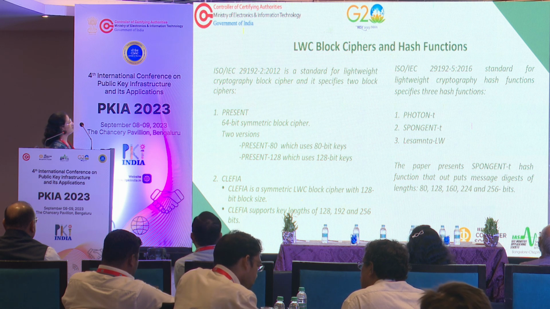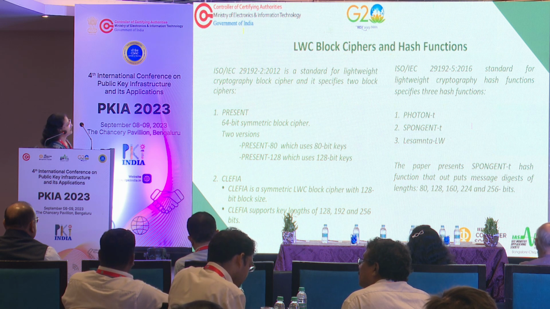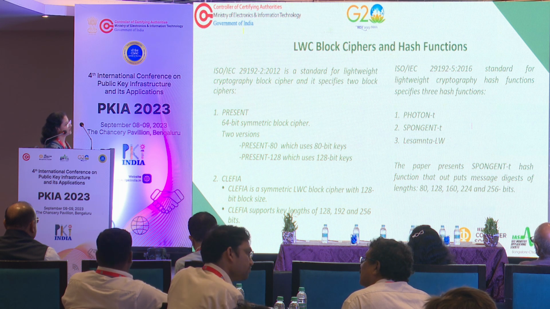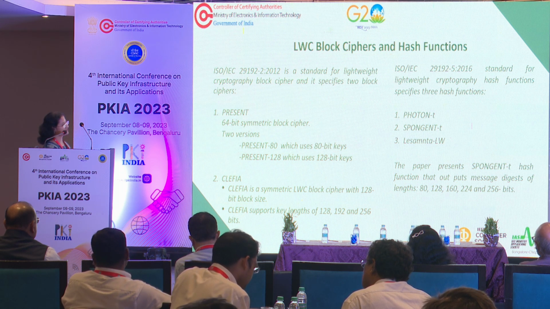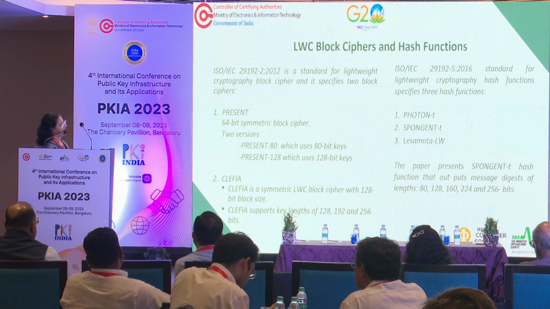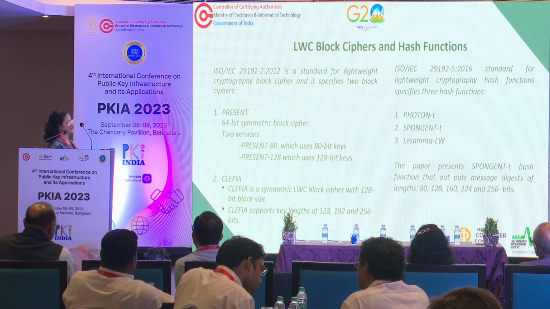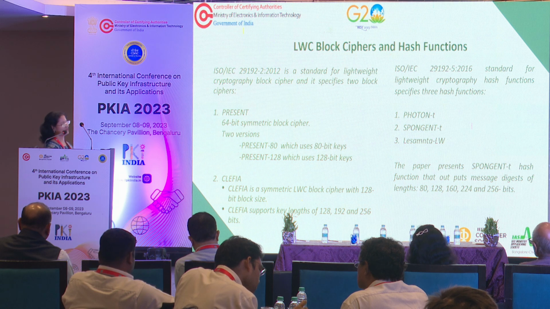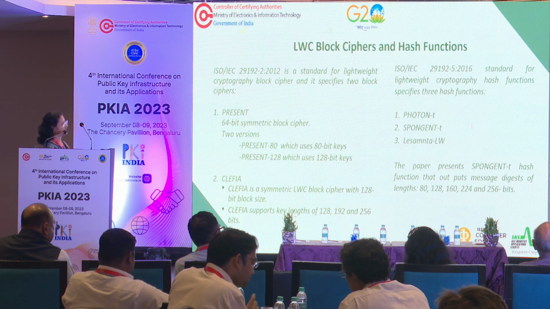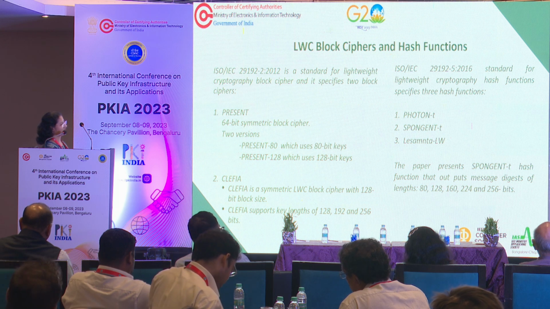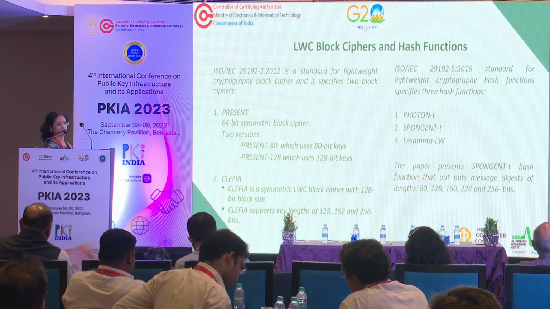Again, the same ISO standard, with version 5, specifies different lightweight cryptographic hash functions, namely PHOTON, Spongent, and Lesamnta. T represents the versions for that particular hash function. For this presentation, I'm taking Spongent as a case study. It consists of different versions depending upon the message digest it outputs. The lengths are 80-bit, 128, 160, 224, and 256 bits.